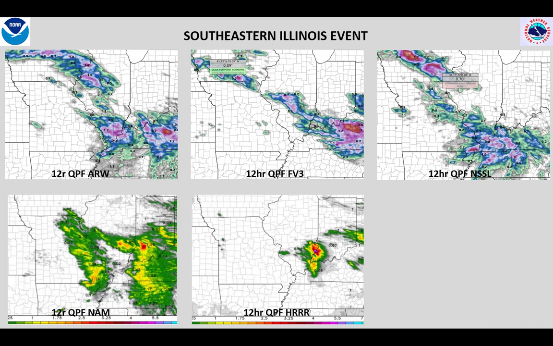Here are 5 different models. The HER and high-res NAM suggest potential for heavy rain in southeast Illinois and southwest Indiana. The other CAMs show potential for convective rain in southern Illinois, but amounts are not impressive. Of course, one should not try to forecast heavy rainfall solely based on model QPF forecasts. So let's look at the ingredients we need for heavy rain.